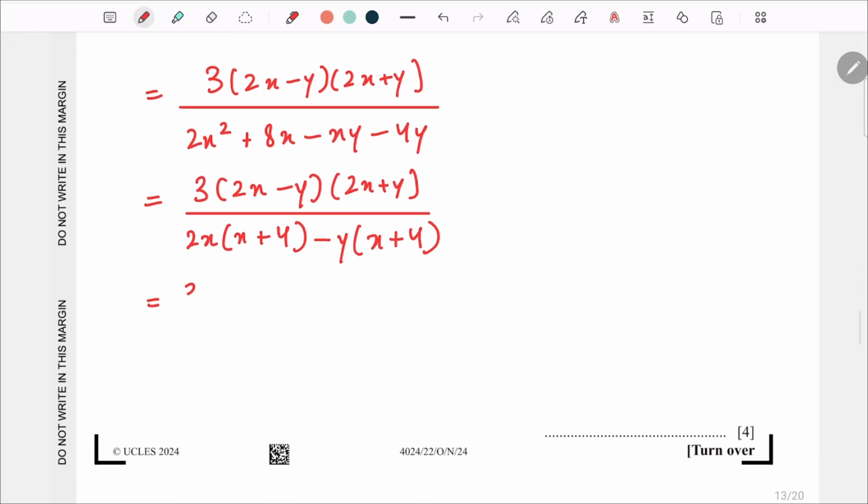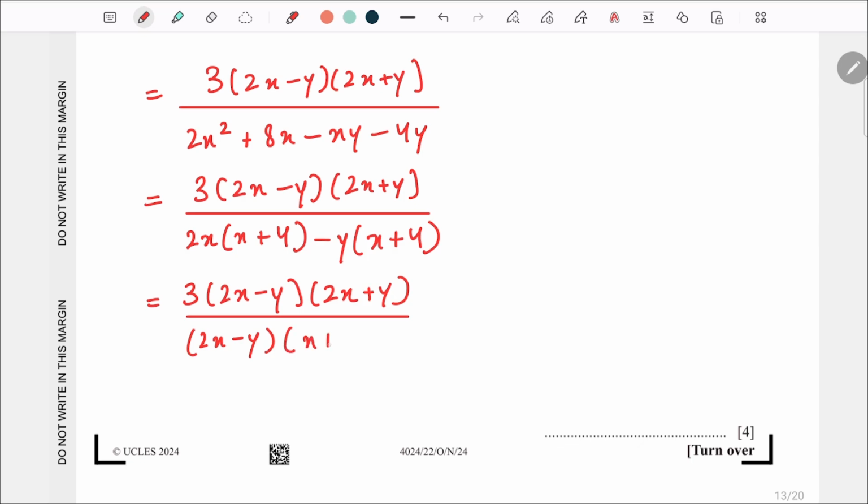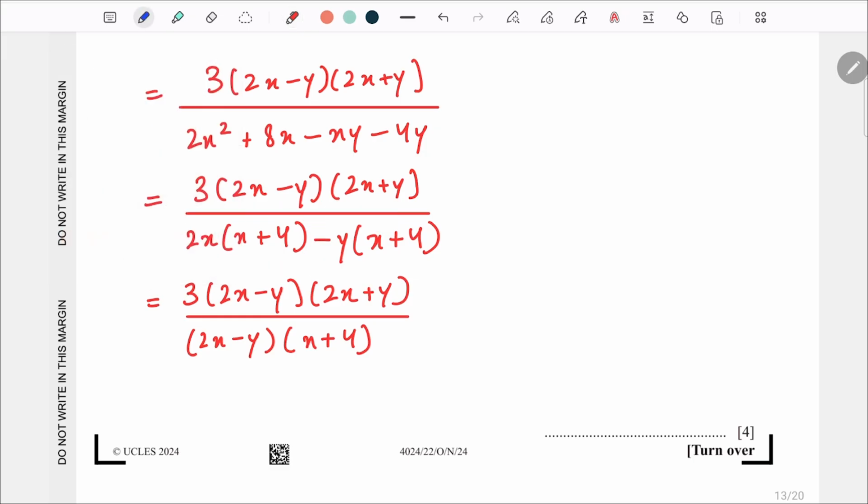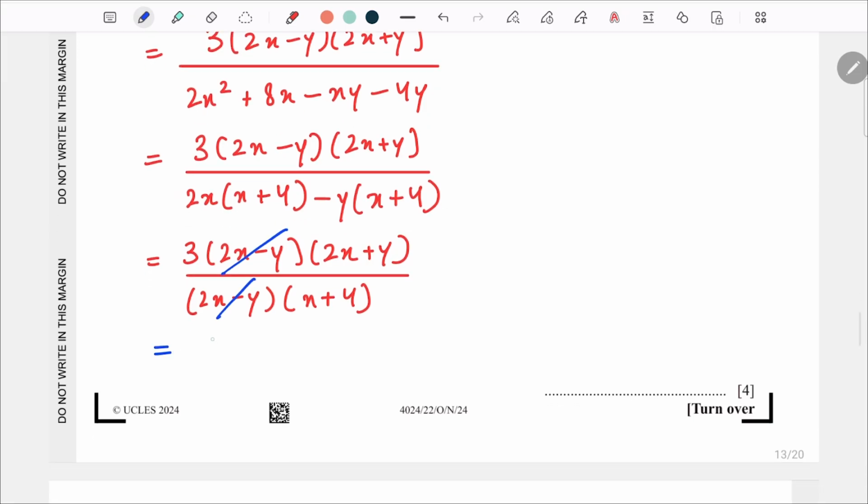When I simplify this, it's going to be divided by 2x minus y, and the other bracket is x plus 4. I'm going to write x plus 4 only once because it is common. Now if I look at it clearly, I can simplify by cancelling out this, and the final answer will be 3 bracket 2x plus y divided by x plus 4. This is going to be my final answer.